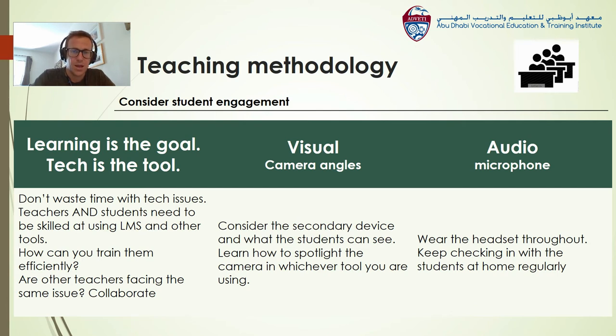Consider the visual, consider the camera angle. So we looked at a few bits of equipment before. What will that secondary device show? Will it show the whole class from the back, or will it just show you presenting from the front? Which desk are you going to place it on? Tell your students how to spotlight a camera, so which camera angle is going to be the most important. You can adjust, your students can focus on that and raise it up. Signal that to the students at home so that they're ready to look at that camera.